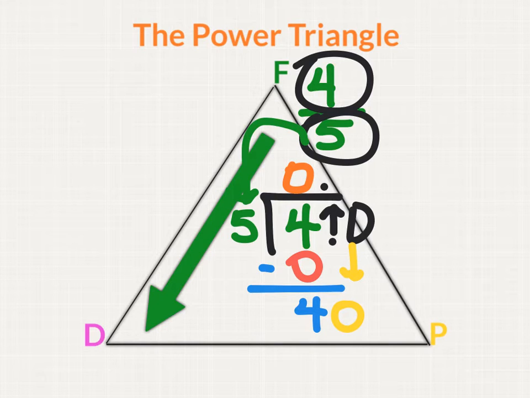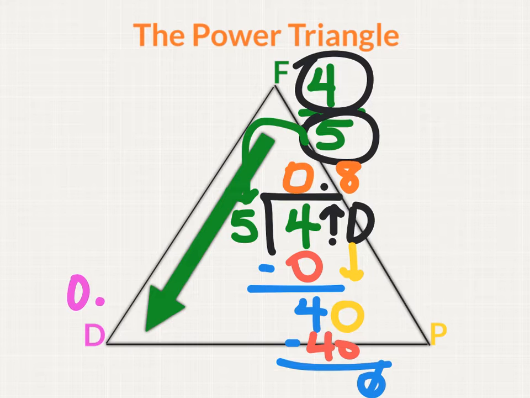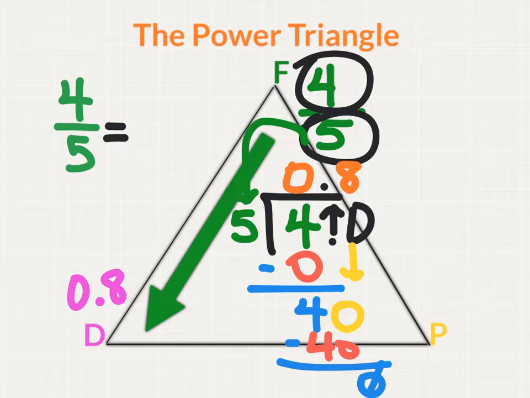And I know that I can make 8 groups of 5 from 40. That 8 times 5 is 40. And 40 minus 40 is 0. I have no remainder. I'm finished. I've shown that the decimal equivalent to 4/5 is 0.8. I've shown that the fraction 4/5 is equivalent, or the same value, as the decimal 0.8.